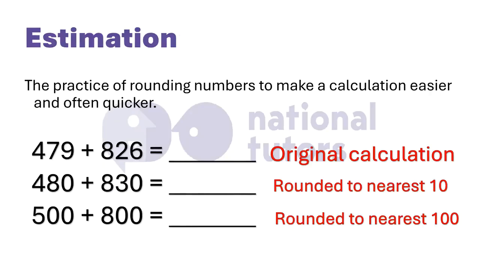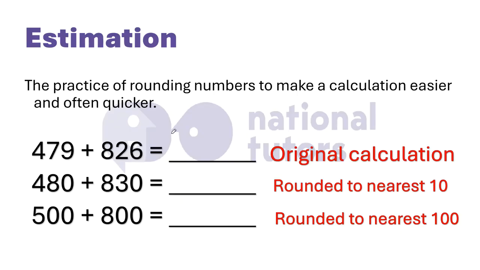Okay, so as I said, one of the main uses for rounding is estimation. So we're going to have a look at an example below. Estimation is a way of getting to an answer a bit more quickly if you want just a rough idea of what a calculation is going to equal. So as you can see, the original calculation here is 479 add 826. Now that's quite a tricky calculation to do. You can of course do it on paper, but if you're looking to get just a rough idea, estimation is the key.